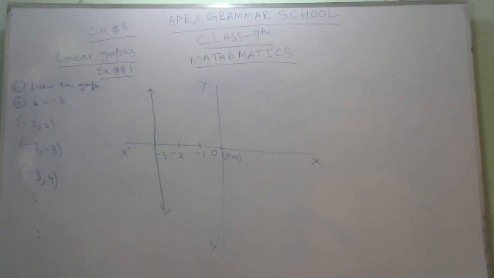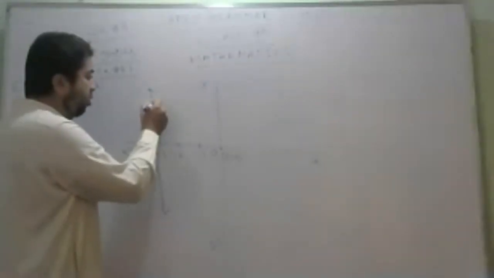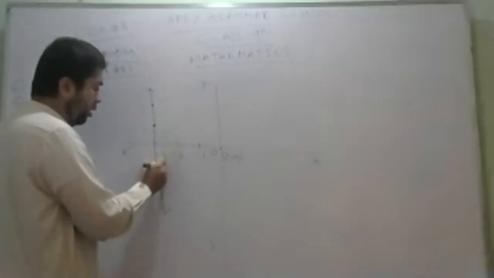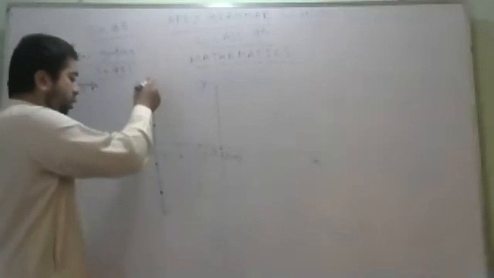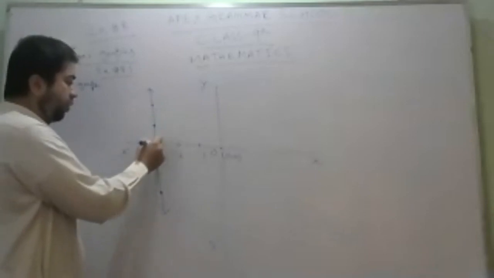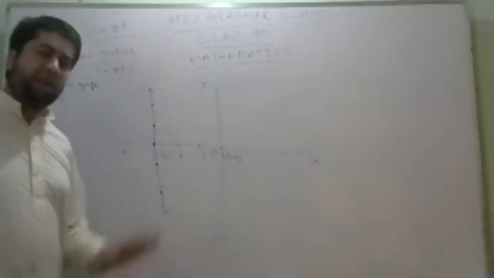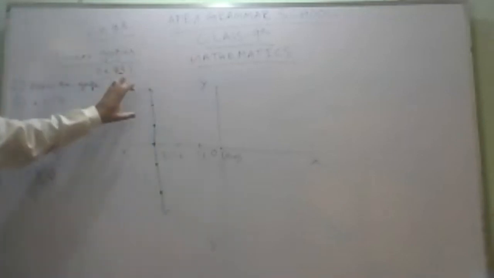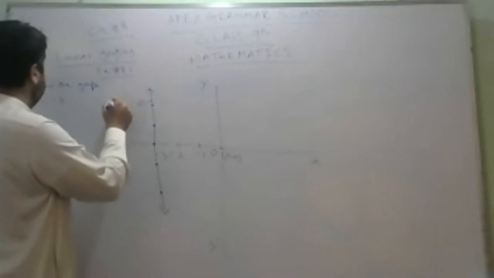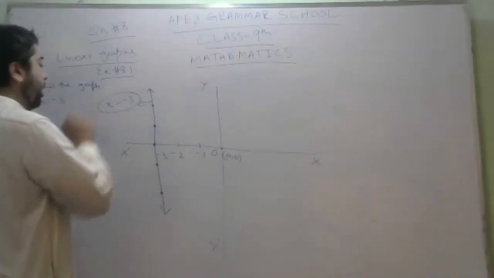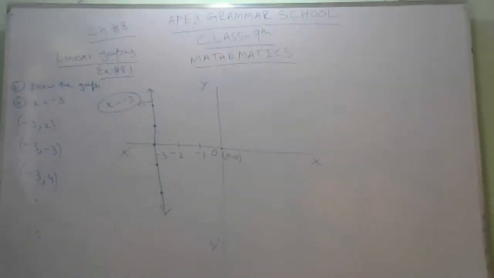Meaning, if you are going to draw these points, the first point is this, the second is this, the third is this, the fourth is this. After joining these points, you will have this straight line. So you don't need to draw these points, just draw a straight line just like this, and this line represents x is equal to -3. And that's it.